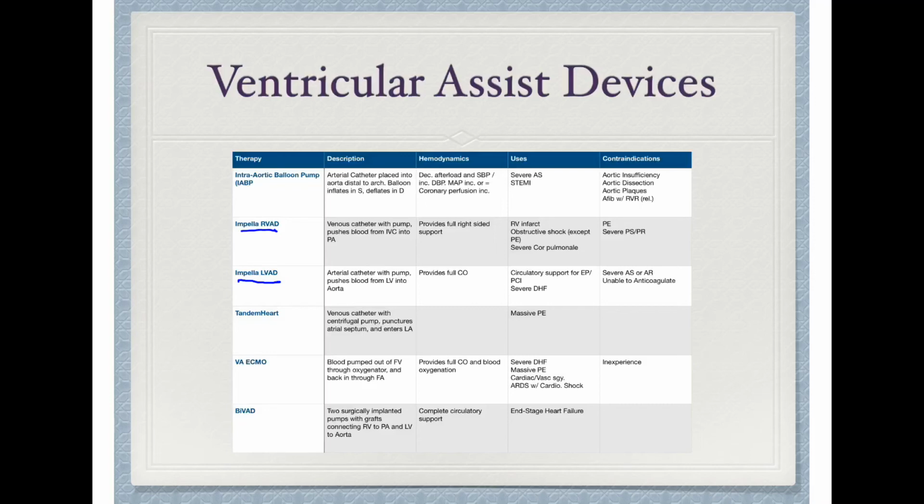And in the most advanced cases, usually used as a temporizing measure, is venous arterial ECMO, or VA ECMO, where blood is pumped directly out of the femoral vein, run through an artificial oxygenating machine, and then pumped back in through the patient's artery. This provides not only full cardiac support, but also full oxygenation support. So it completely bypasses the patient's heart and lungs. And it's very useful in patients who have significant cardiac and pulmonary disease, such as ARDS with cardiogenic shock.